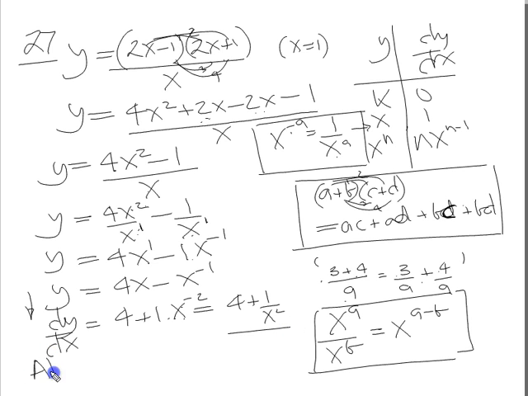Then we do at x equals 1 then. Dy dx equals 4 plus 1 over x squared. And now we overwrite the input, the x value of 1. 1 squared is 1. 1 over 1 is 1. 4 plus 1 is 5. There we go. That's the answer for 27. Let's move on. 28. Next, believe it or not.